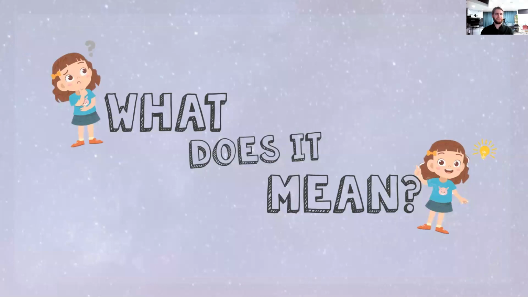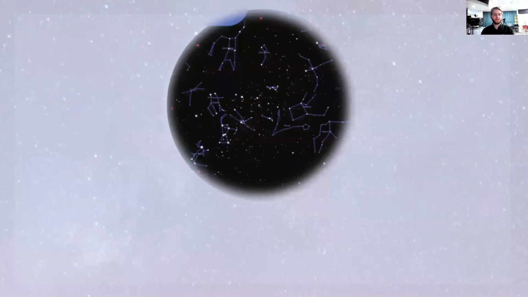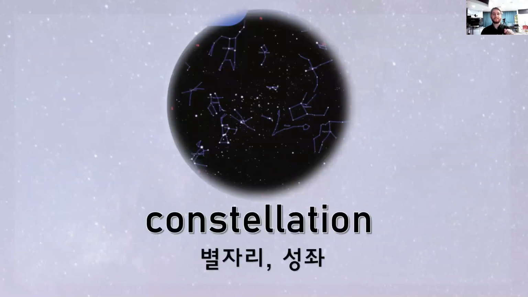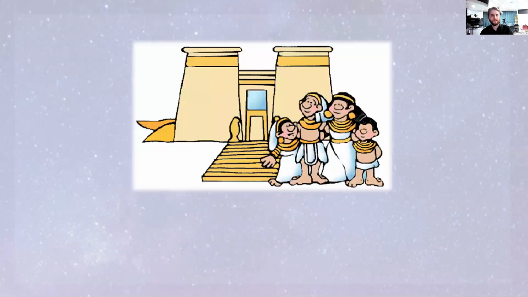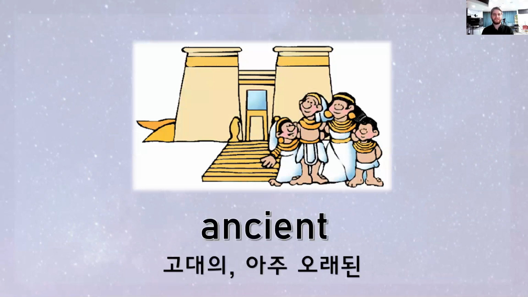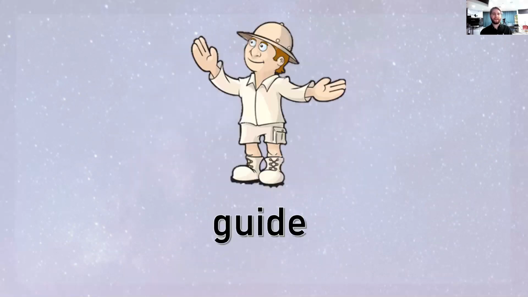So what does it mean? Let's take a look at our new words. First, we have constellation. There are some right there, some constellations. Next, we have connect. You can see all the stars connect to make the constellation. This one is ancient. Something that is very, very old is ancient. Next, we have a guide, a person who shows you a new place.